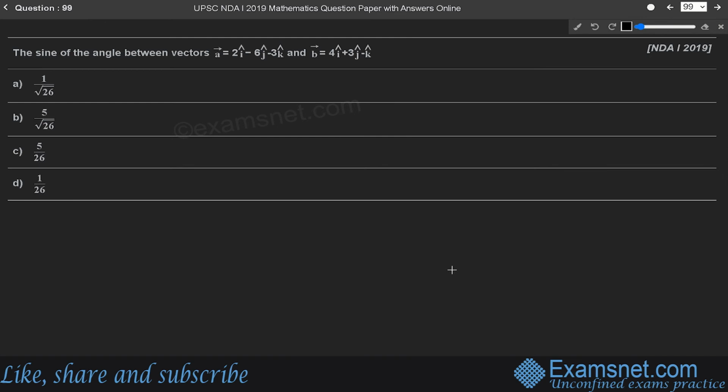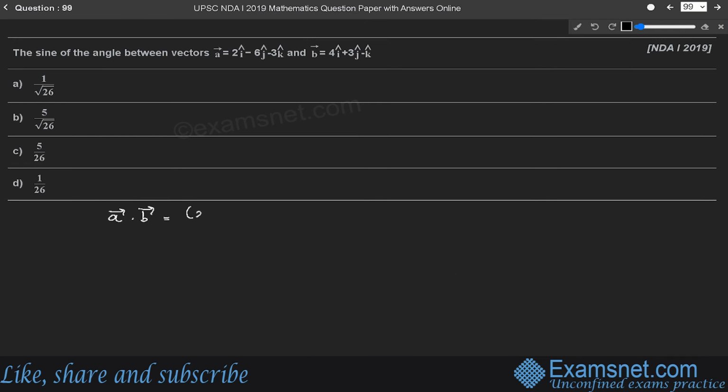Next question is, the sine of the angle between vectors A vector is equal to 2i cap minus 6j cap minus 3k cap and B vector is equal to 4i cap plus 3j cap minus k cap. We have to find the sine of the angle between the given vectors. Therefore, first let us find A vector dot product B vector.